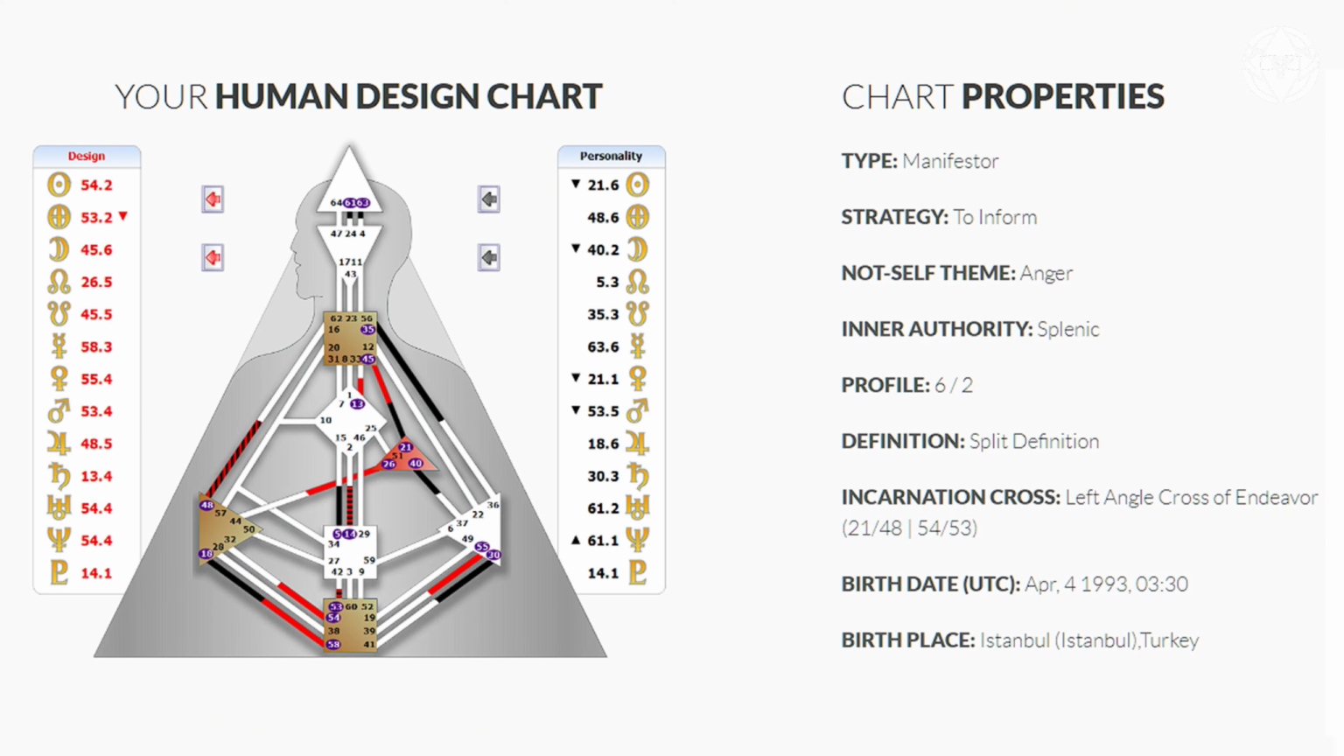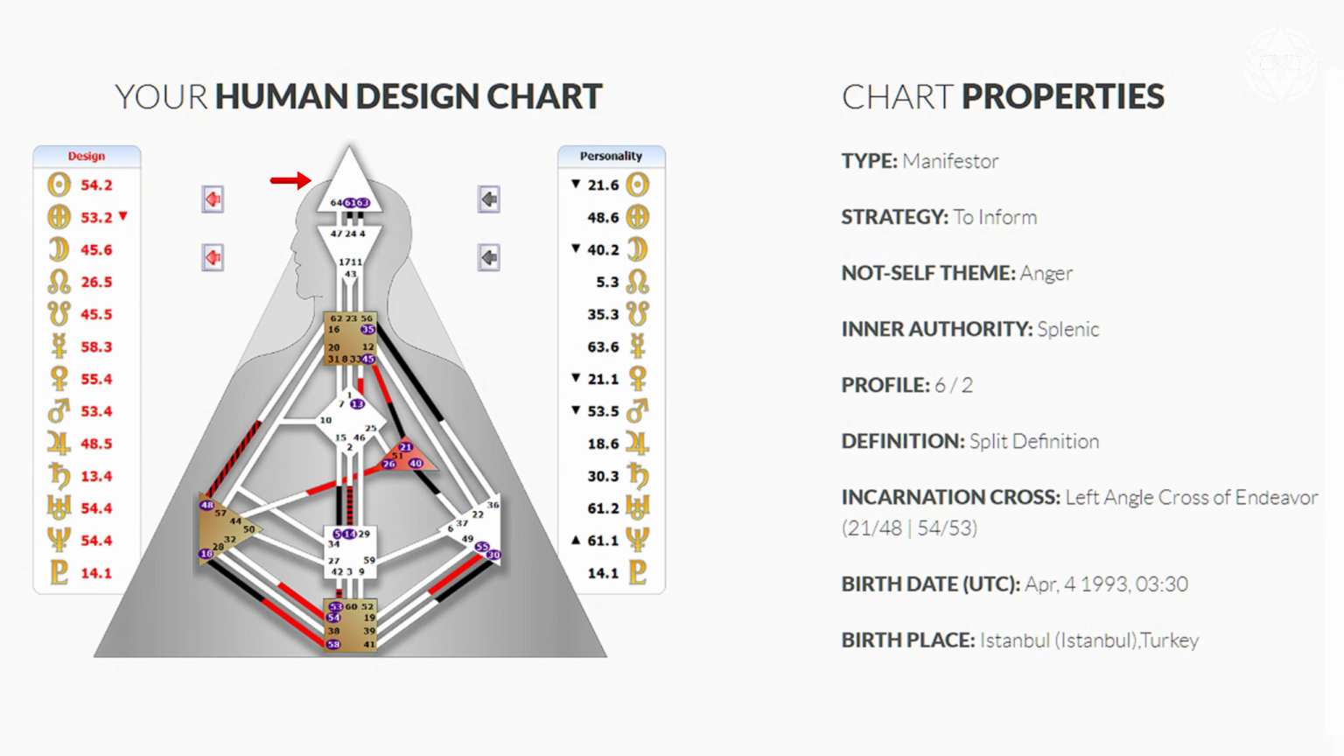Now I will ask you to look at your own chart again. Starting from the crown center, down. Isn't each center either white or colored? Your white center is undefined, and your colored center is defined. Let's see what these mean together.